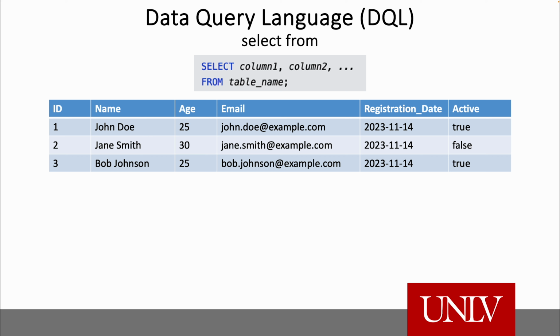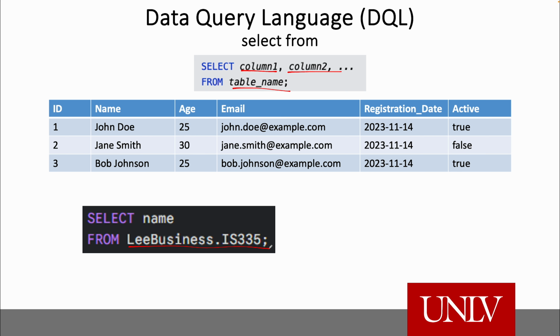The syntax of the select statement is like this. Here, column 1 and column 2 are the fields of the table you want to select data from, and the table name represents the name of the table you want to select data from. So let's check an example of selecting data from this table. This is the table we inserted into the database before. Now assume we want to retrieve the names from a table named Lee Business IS335. So we can use this SQL select statement.